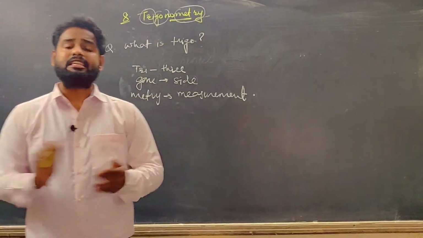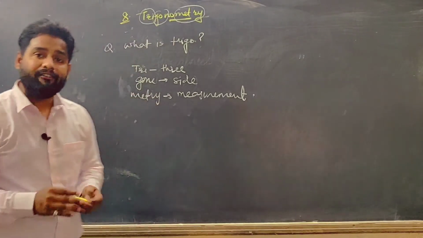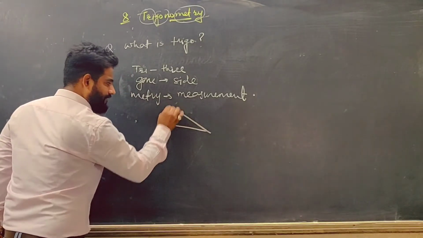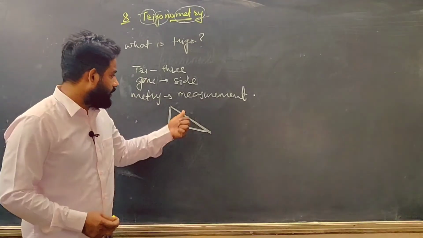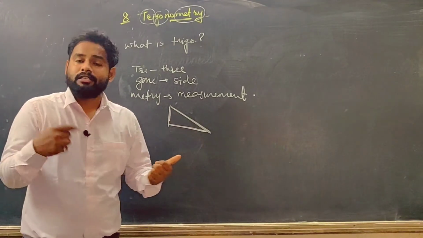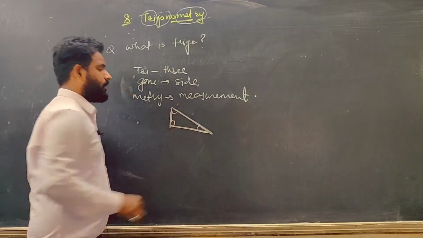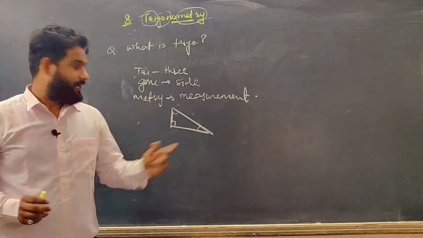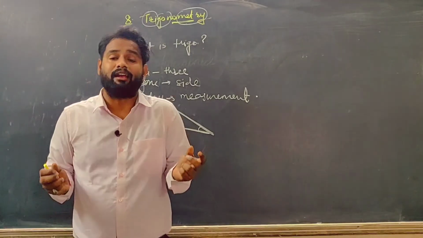Now which is that figure which comprises three sides? So you'll have a triangle. Triangle is having three sides, right? So this is the study of these three sides. If you're studying the three sides, simultaneously you're studying the angles as well, right? So basically trigonometry means study of three sides and three angles of a right angle triangle.